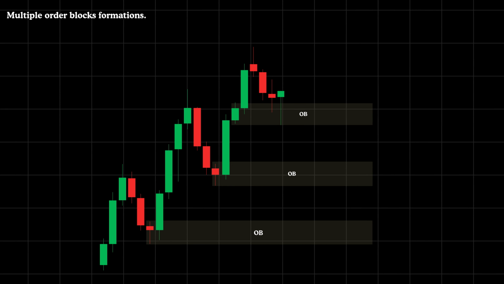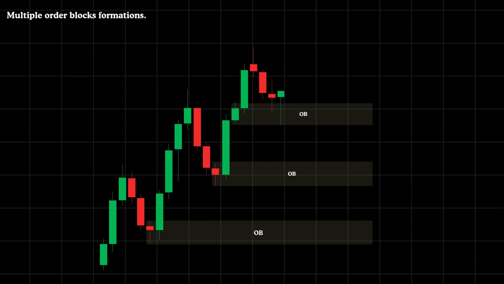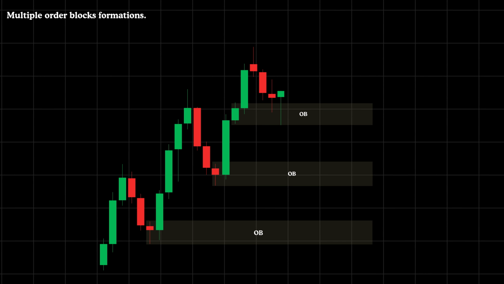Scenario 3. Multiple order block formations. We can trade all the order blocks as long as they offer a reasonable risk to reward ratio. But always remember to trade with reduced risk.